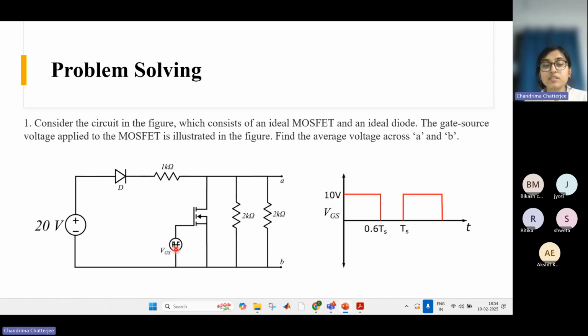You are giving some gate pulse here, and the profile of the gate signal is given here. The duty is 0.6 here, because for 60% of the time period the pulse is given, and for the rest of the 40% there is no pulse. And again this same thing is repeated here. So we need to find the average voltage across A and B.